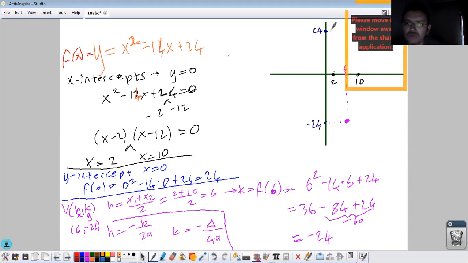Then you need to draw the parabola graph in here. Also check the A number. The A number is positive 1. That's why we are going to draw a graph looking up. So you start from here, you go down, and you go through from there, and you go back up.